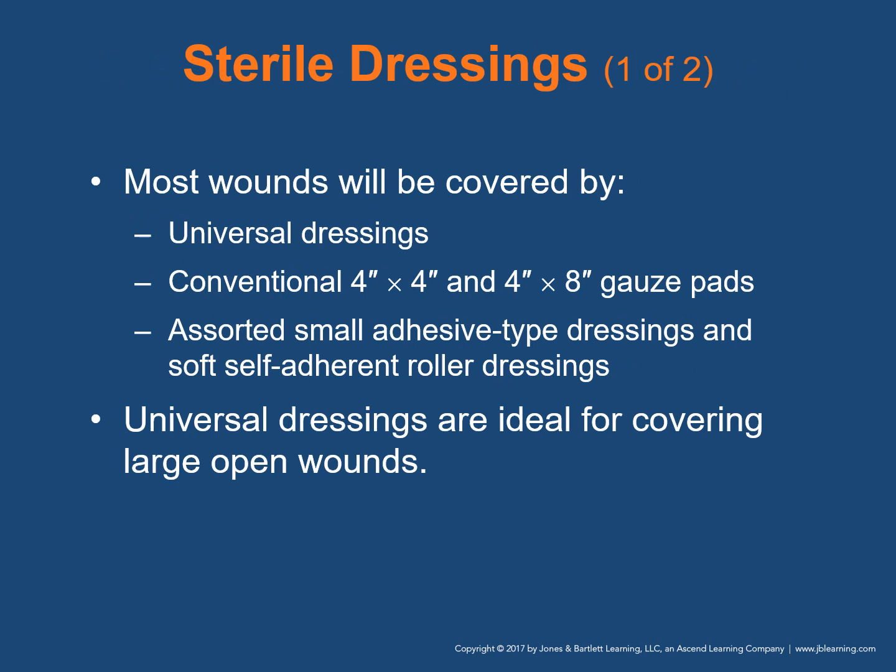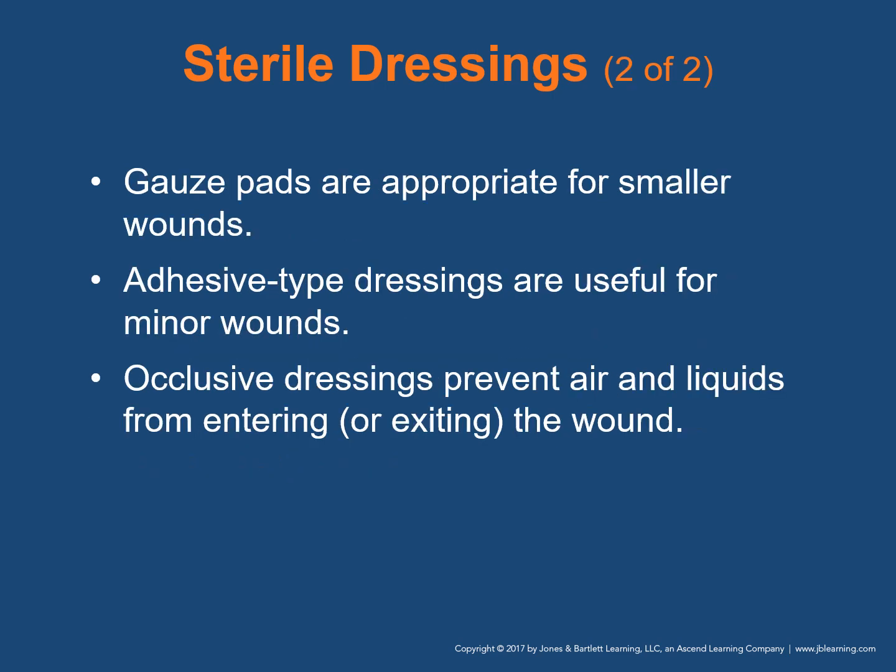Now let's discuss sterile dressings. Most wounds will be covered by universal dressings, and they're conventionally 4 by 4 inches or 4 by 8 inches in width, and they're gauze pads. There are assorted small adhesive type dressings that are also available, and soft self-adherent roller dressings, which you'll commonly hear referred to as Curlex. The universal dressing is ideal for covering large open wounds. Gauze pads are appropriate for smaller wounds. Adhesive type dressings are useful for minor wounds, and those are like band-aids.